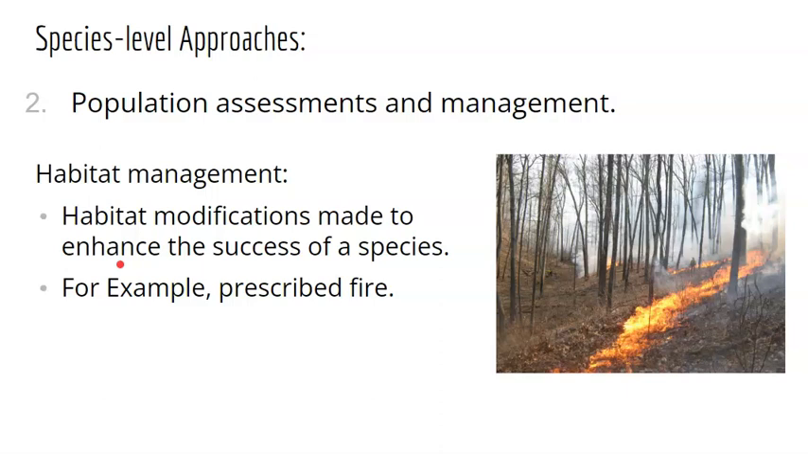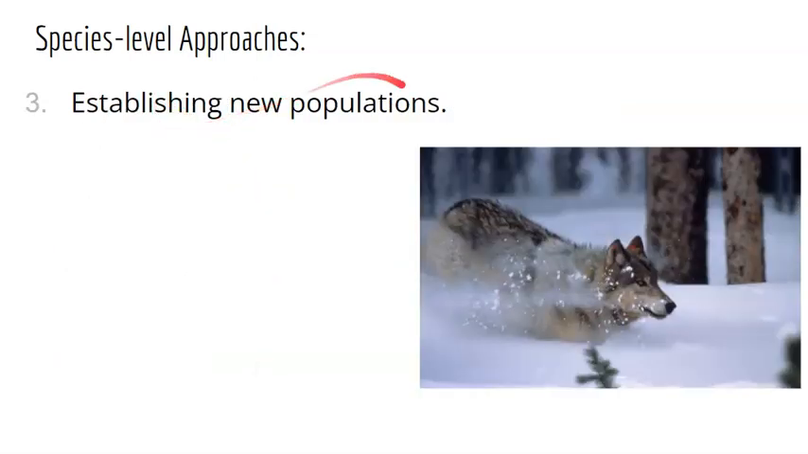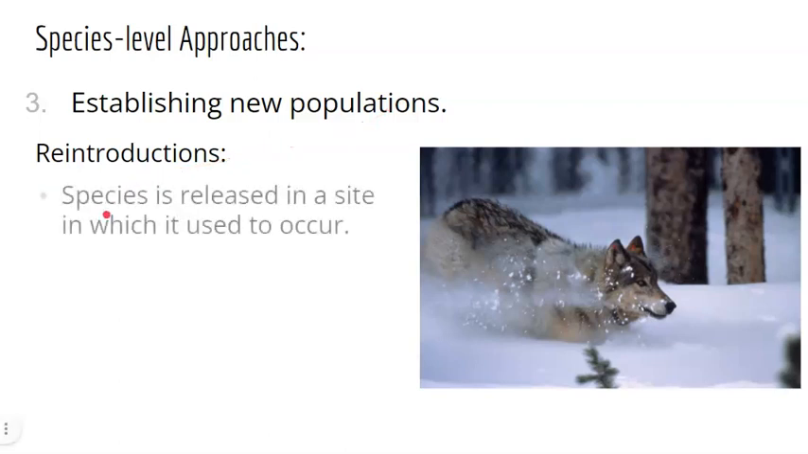We as humans don't love fires, and so we usually put them out immediately, to the point where a lot of our forests have gotten overgrown or have too much waste on the bottom of the forest floor. So we have prescribed fire to bring that habitat back. Another example is managing water levels in wetlands. We can also establish new populations. We could do reintroductions, where species are released on a site where they used to occur but maybe were removed.